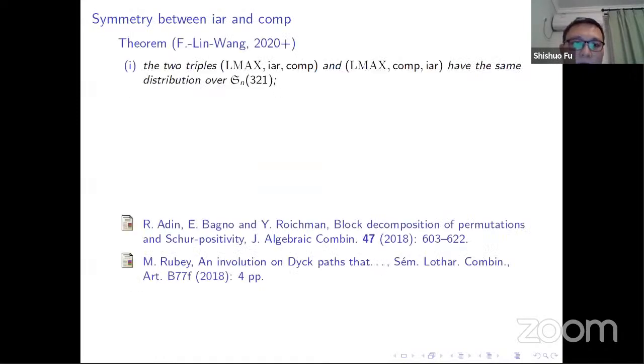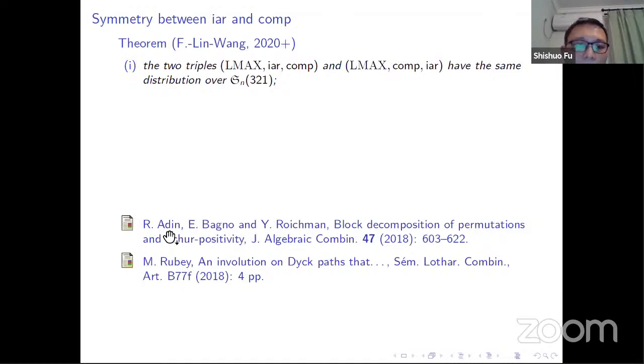Okay, I think I have a little more to say. In our recent joint work, we consider not separable permutations anymore, but those subsets counted by Catalan numbers. Remember I said when you avoid one pattern of length 3, you always get a sequence counted by Catalan numbers. So for example, you consider S_n(321), all the permutations avoiding 321 patterns.